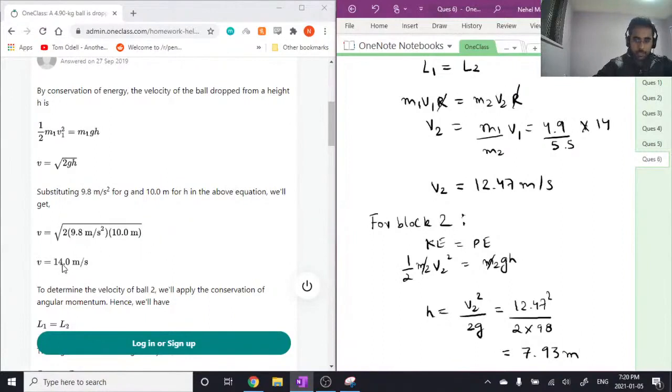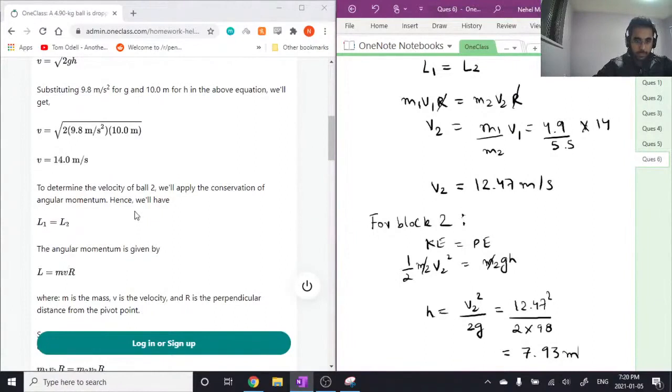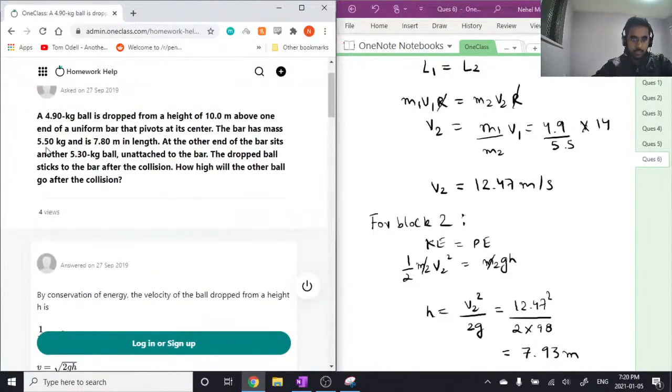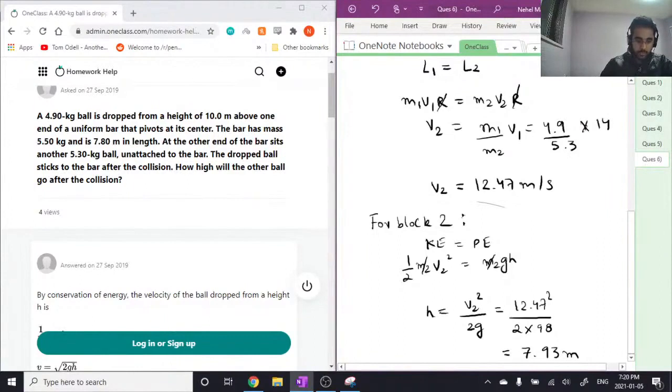We solve for v, the initial v, which is 14. The angular momentums are the same. We calculate v2, which is 12.9. Maybe I miscalculated it. 4.9 times 14 divided by 5.3. I see. So this should have been 5.3, because the bar was 5.5 kgs, but the block was actually only 5.3 kgs. So this makes it 12.9.